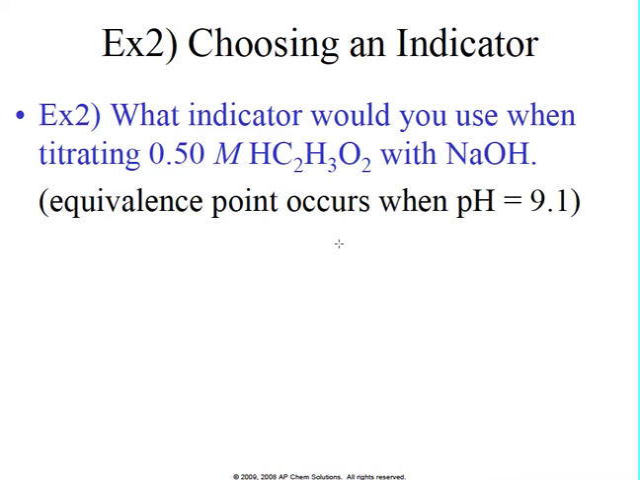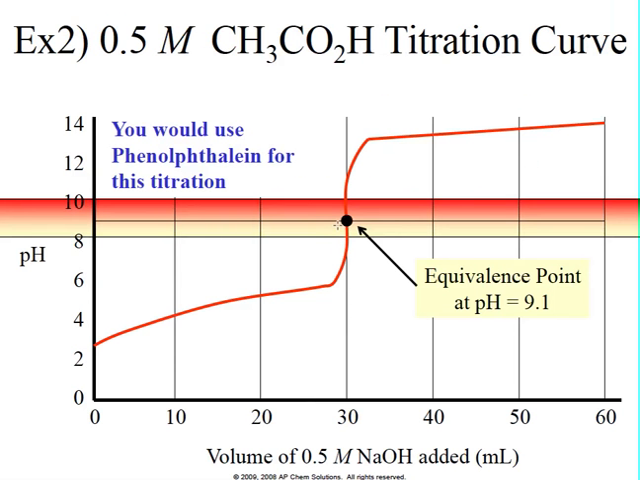All right. So what indicator would you use when you titrate 0.5 molar acetic acid with sodium hydroxide? Now remember, we did that before, and we found the equivalence point pH to be 9.1. So we need to find an indicator that has a pH range around 9.1. So here's the indicator. Phenolphthalein works well. Around 9.1 it will still be clear, and once it passes 9.1 a little bit, it's going to turn pink really fast. Okay, and we see that.